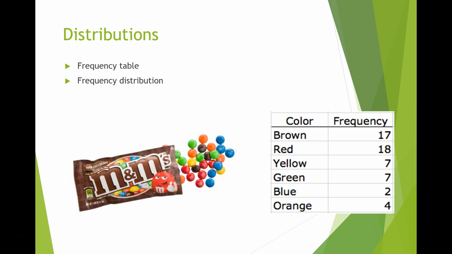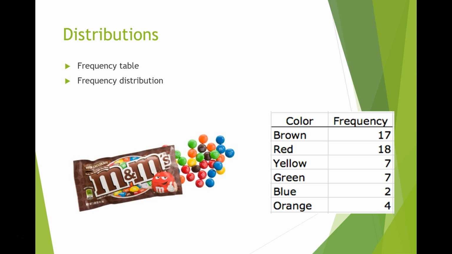I recently purchased a bag of plain M&Ms. The M&Ms were in 6 different colors. A quick count showed that there were 55 M&Ms in my bag. 17 brown, 18 red, 7 yellow, 7 green, 2 blue, and 4 orange. These counts are shown in the table.